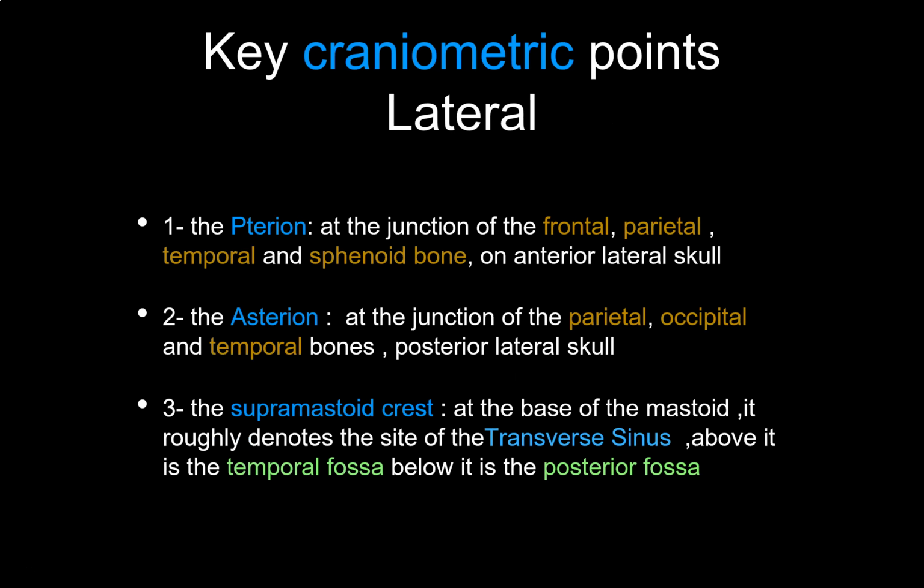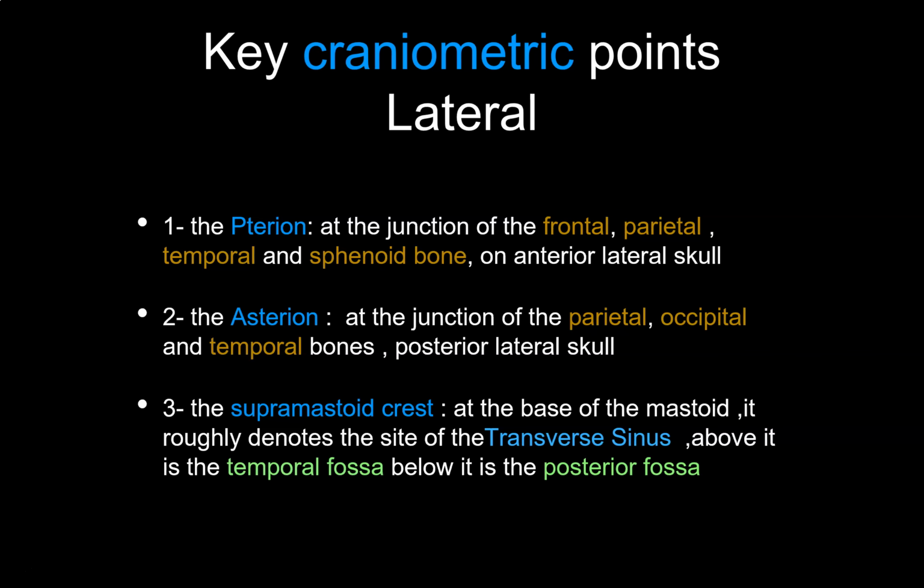The lateral craniometric points are the terion, which is the junction of four bones: frontal, parietal, temporal, and sphenoid, and is present in the anterior lateral skull base, and the asterion present in the posterior lateral skull base. It is the junction of three bones: parietal, occipital, and temporal bones.